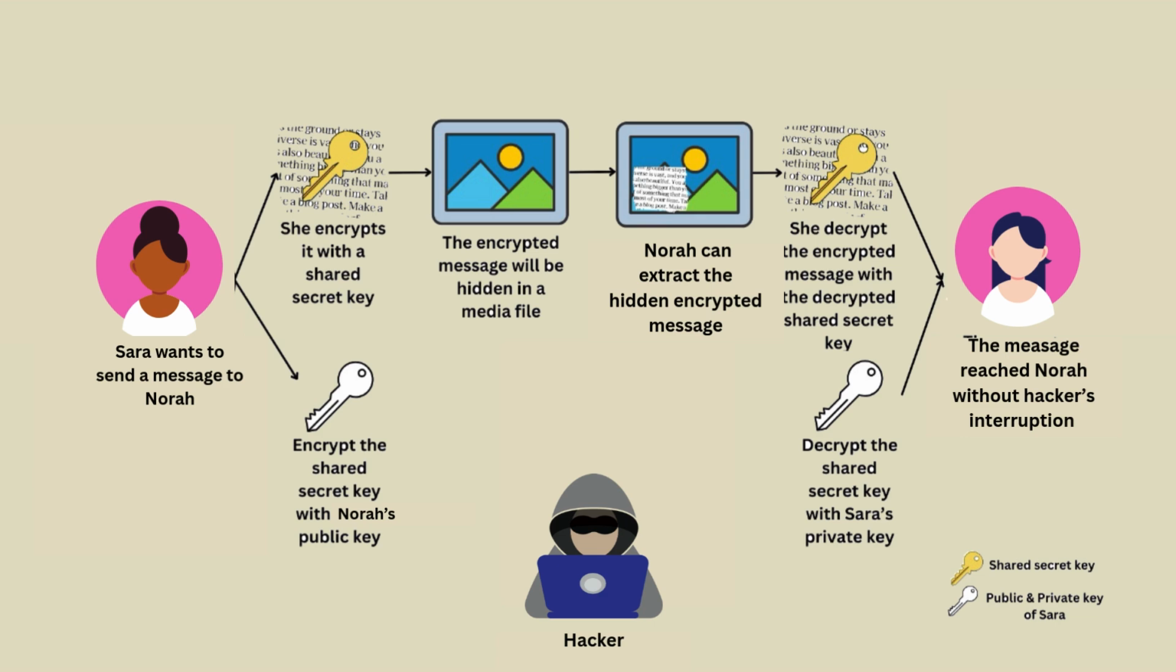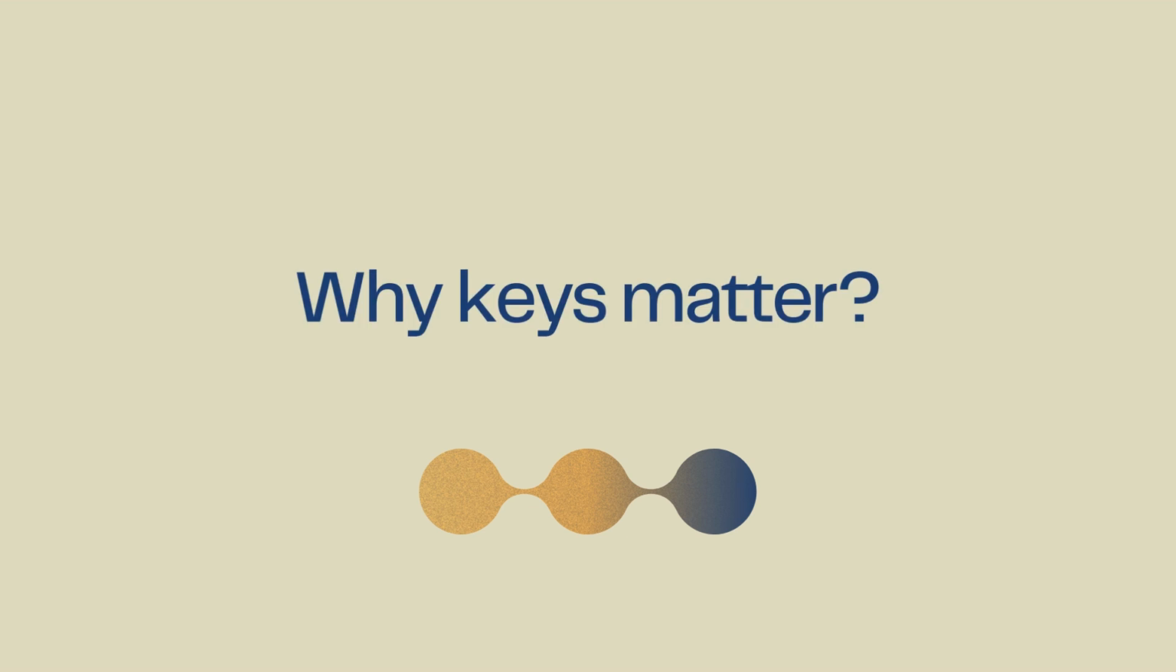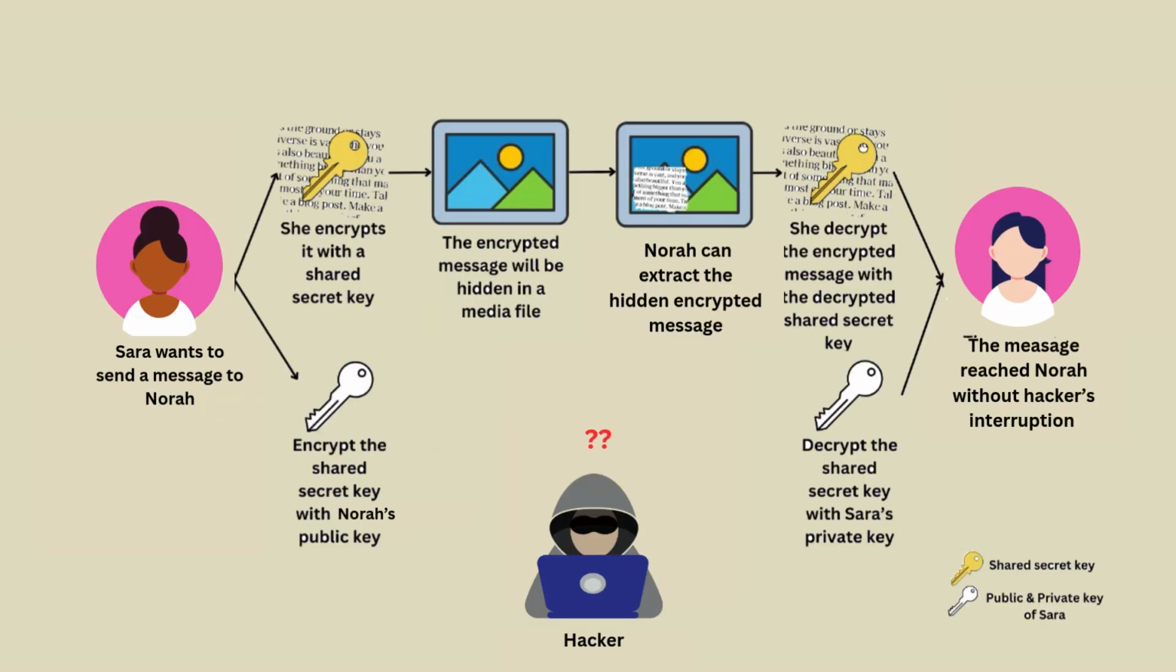Why keys matter? If someone intercepted the image, they wouldn't even know there's a message inside. Even if they somehow found the encrypted text, without the correct decryption key it would be impossible to read. This is how encryption, keys, and steganography work together. One hides the message, the other locks it. Only the right key can reveal what's inside.